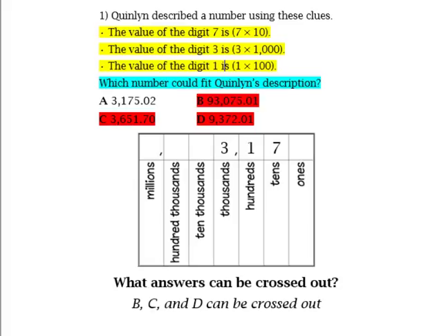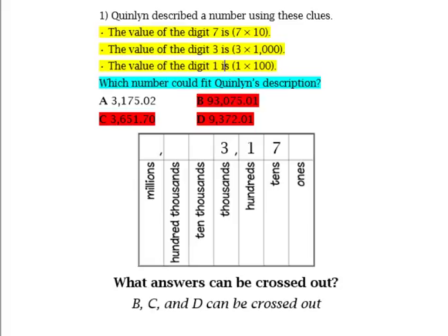So let's look at answer choice B. They do have the 3 in the thousands place. However, there is not a 1 in the hundreds place. So that is why that answer is incorrect. Let's look at answer C. The 3 is in the thousands place. However, there's a 6 in the hundreds place. That's wrong as well. For D, there is not a 3 in the thousands place.